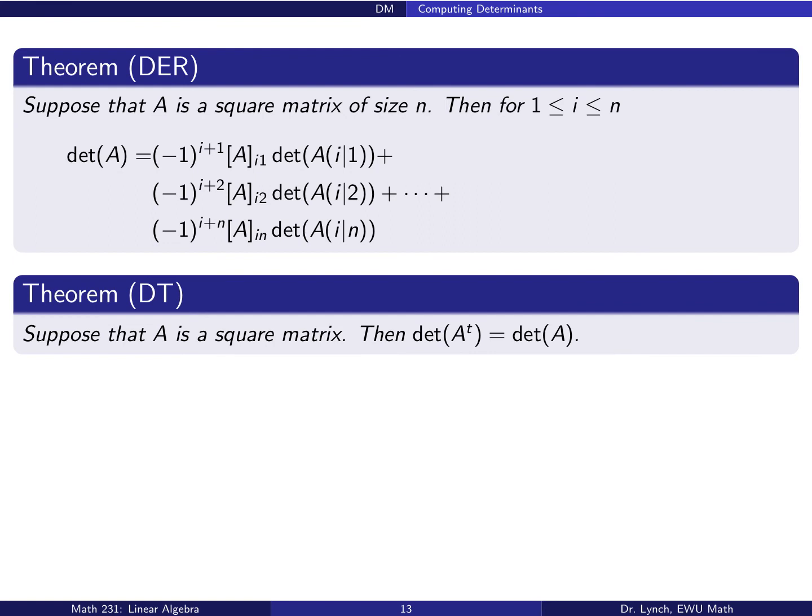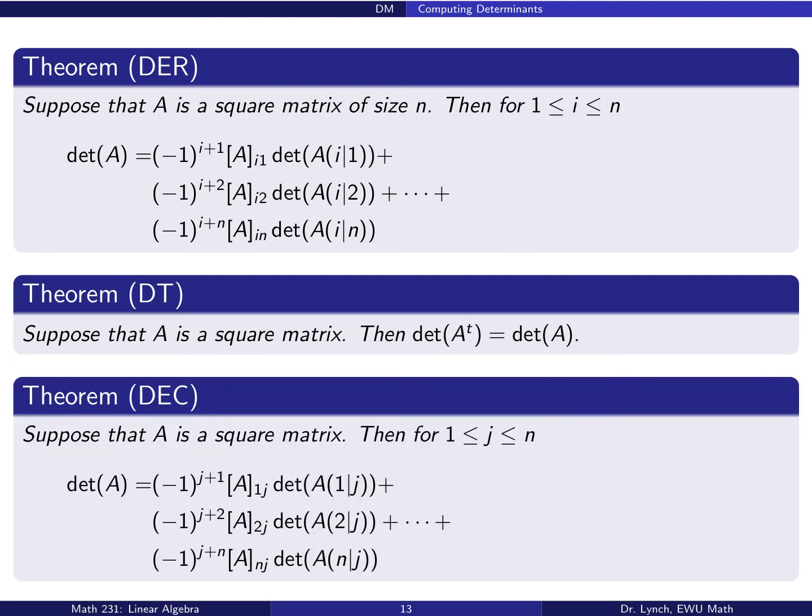And finally, since the determinant of the transpose is the determinant of the matrix, and the columns of the transpose are just the rows of the matrix, this tells us that we can also compute the determinant expanding along the jth column instead. So here we're expanding along the jth column using those elements in the jth column and the determinant of the submatrix associated with each element in the jth column.